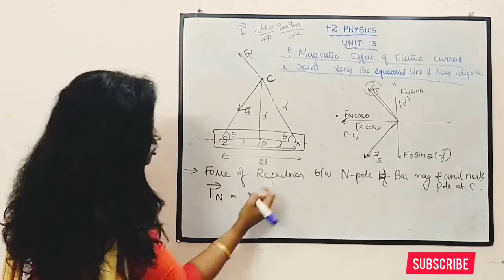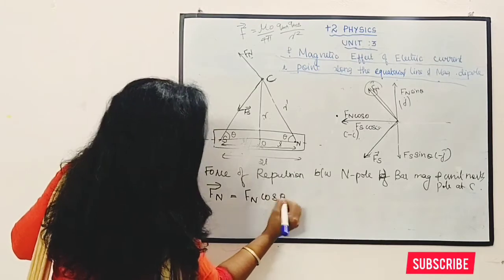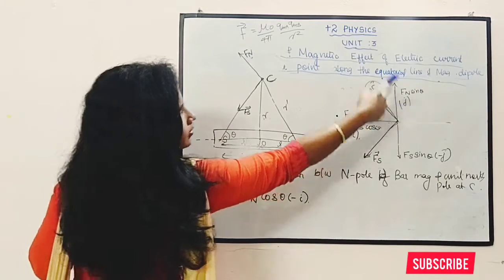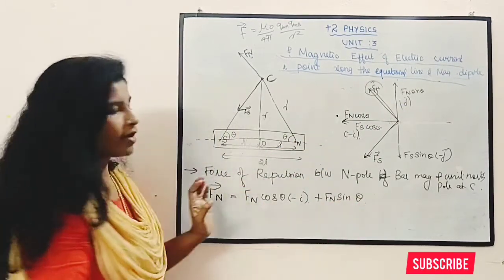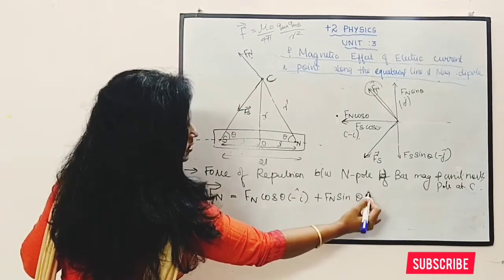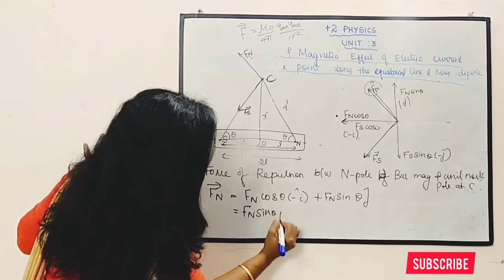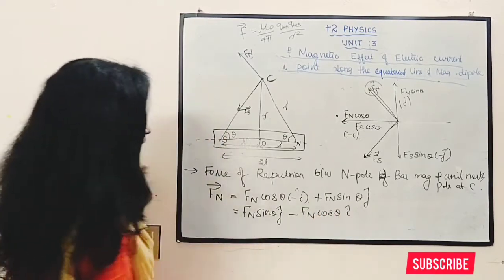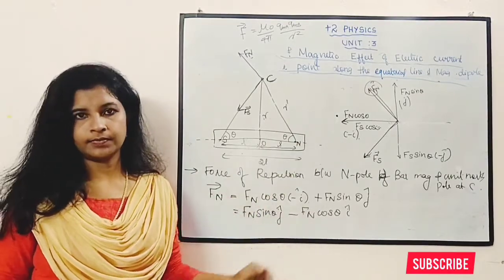Fn can be split into two components. One is Fn cos theta, and since it is in this direction, it is minus i. The next one is Fn sin theta, which is along j cap. So I can write it as Fn sin theta j cap minus Fn cos theta i cap. So this is my Fn. There are two components, so I have written it like this.